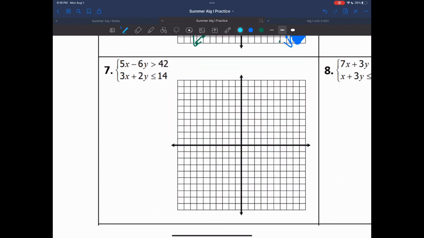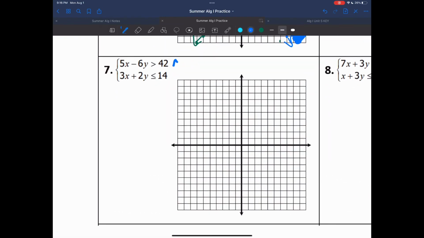All right, let's try number 7. Okay, top one. Make that a little bit smaller. Let's take a look at this top one first. Now, it's not in slope-intercept form, sadly, so we need to do some work on that. I'm going to rewrite it down here and work through that. So 5x minus 6y is greater than 42.